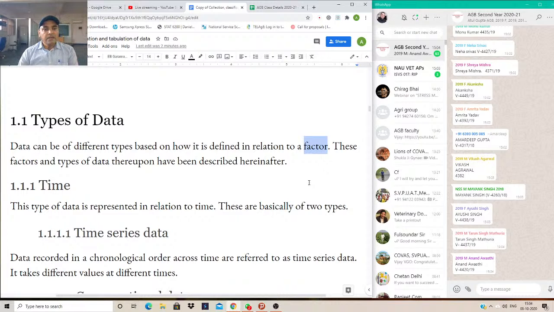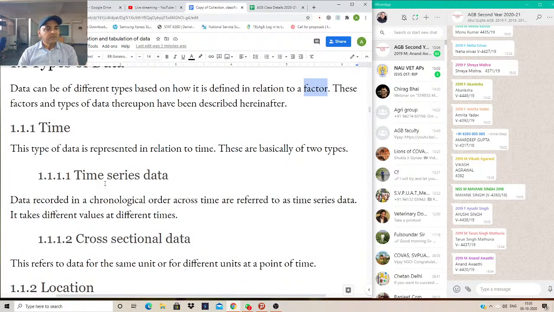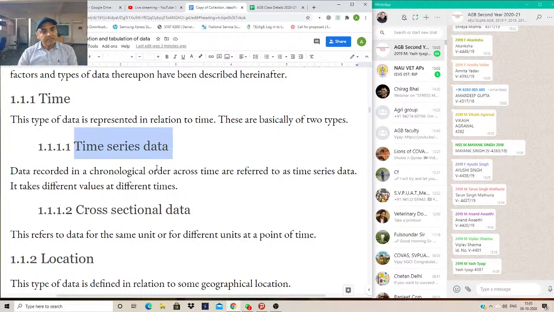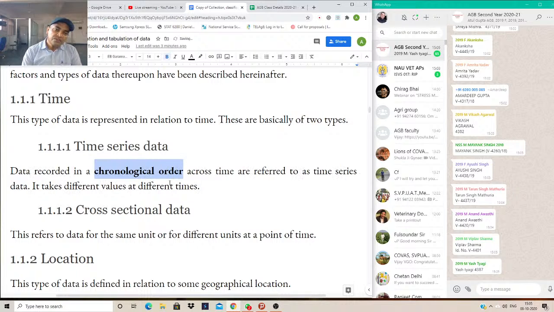The first example is time. This type of data is represented in relation to time. There are two types of data in relation to time. The first one is time series data. What is time series data? The data which is recorded in a chronological order across time is referred to as time series data, and it takes different values at different times.